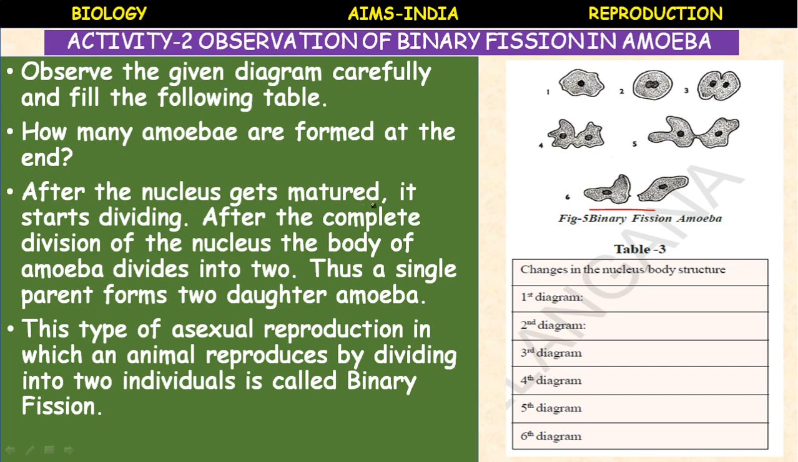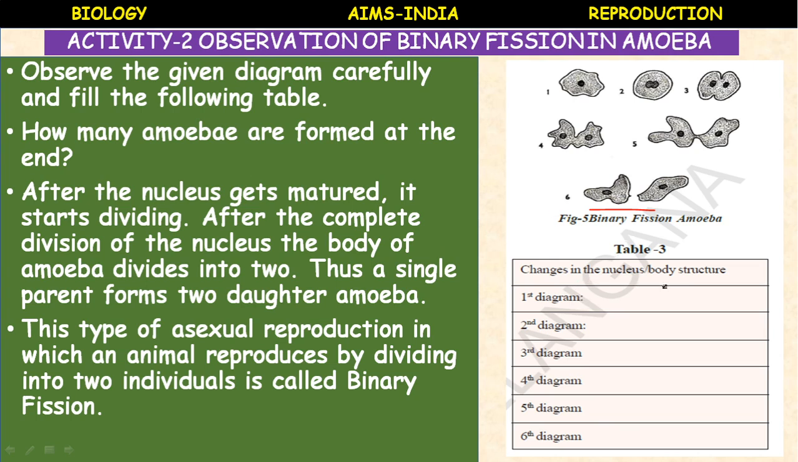After the nucleus matures, it starts dividing. After the complete division of the nucleus, the body of the amoeba divides into two. Thus a single parent forms two daughter amoebae. This type of asexual reproduction, in which an animal reproduces by dividing into two individuals, is called binary fission. Bi means two, fission means division. So one parent is divided into two daughters. This is called binary fission.